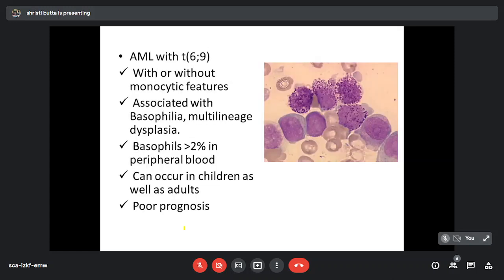What about this case? This is a case of AML with translocation 6;9 associated with basophilia. Okay, so you have a lot of basophils here. Okay, look at this. This is an acute myeloid leukemia which is associated with basophilia. So basophils are more than 2% in the peripheral blood, and children as well as adults are affected, but it has a poor prognosis.